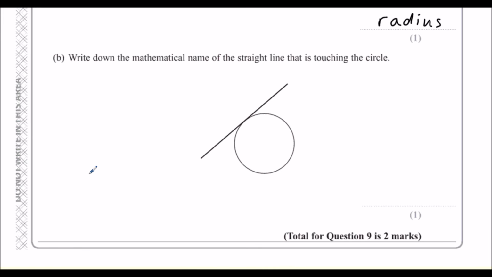And part B, write down the mathematical name for the straight line that is touching the circle. A straight line that just touches the circle at one point is called a tangent.